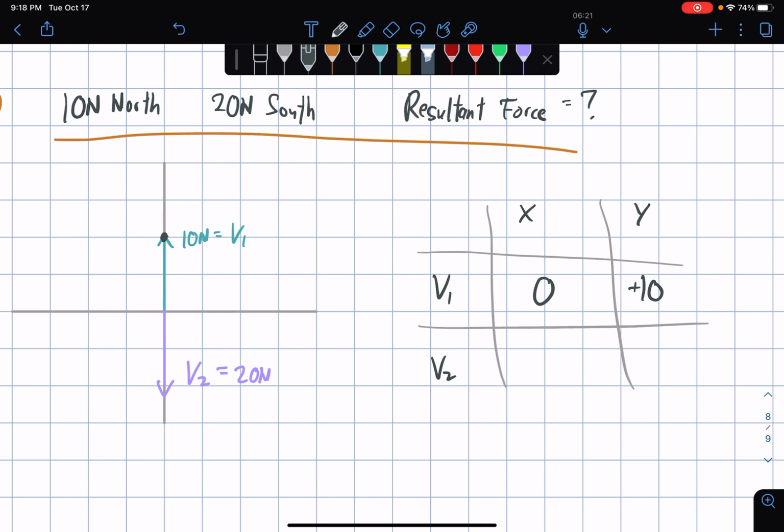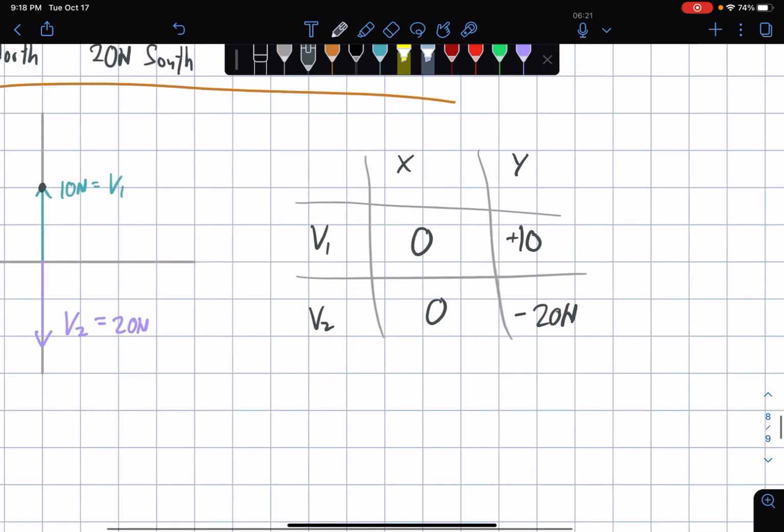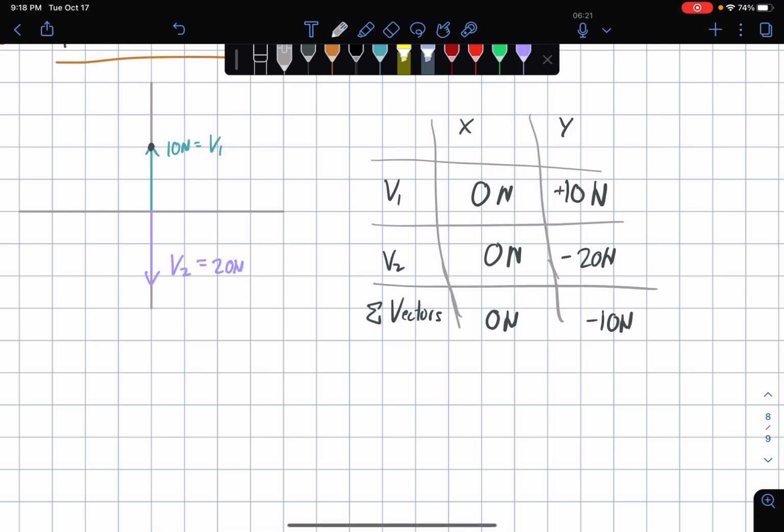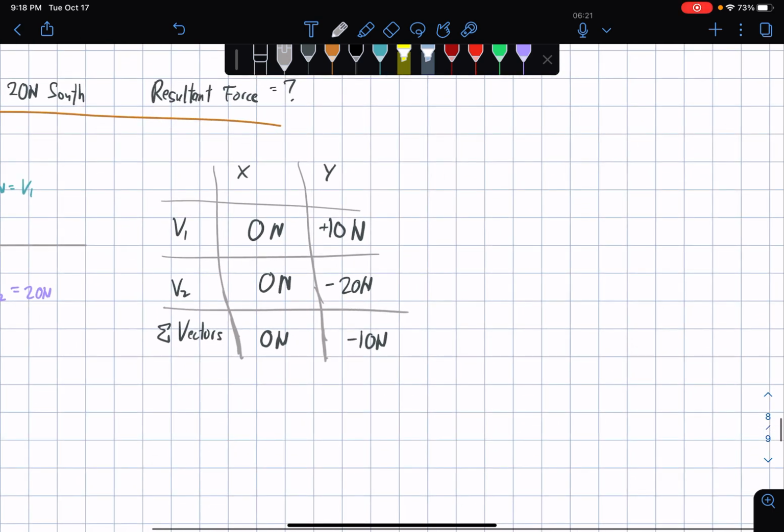V2, the same thing. X is neither positive nor negative. 20 N is negative since it is below sea level in a way. And then what is below is the summation of vectors. So basically add them together regardless if it's positive or negative. And don't forget the unit Newton. So 0 Newton and then negative 10 Newton. Whatever value we have in the summation of vectors is what we describe in the new Cartesian plane.